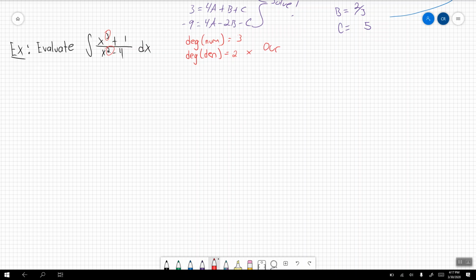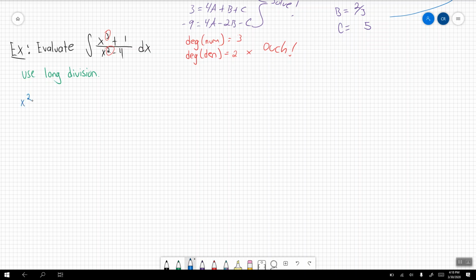Ouch. That's not good, because this is not the form that we want it to be in when we try to do partial fraction decomposition. Which means in order to proceed, we must use long division first. So let's go through and use long division. All right, here we go.